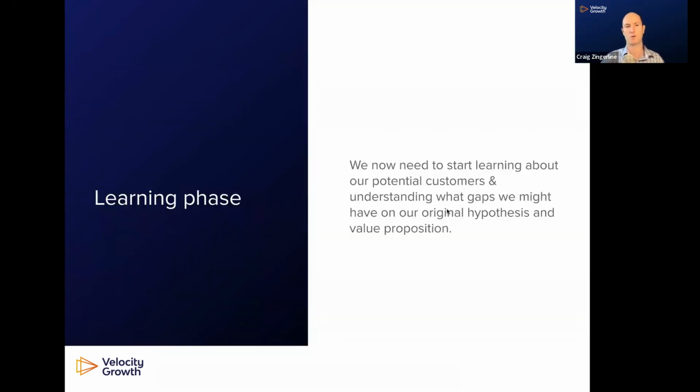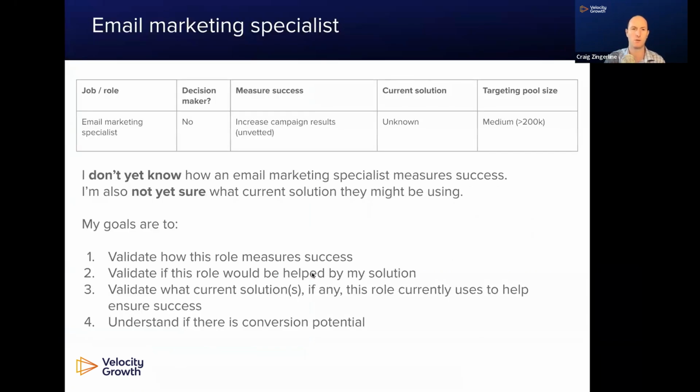So my initial personas in the learning phase, we now need to start learning about our potential customers and understanding what gap we have in that hypothesis that I had around the value that we bring to the table. So again, looking at our role matrix here, email marketing specialists, I don't yet know how they measure success. And I'm not sure what current solutions they might be using.